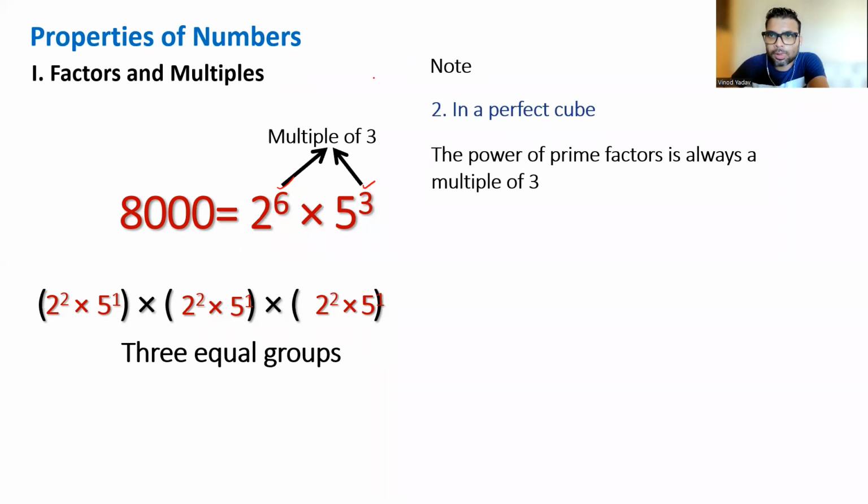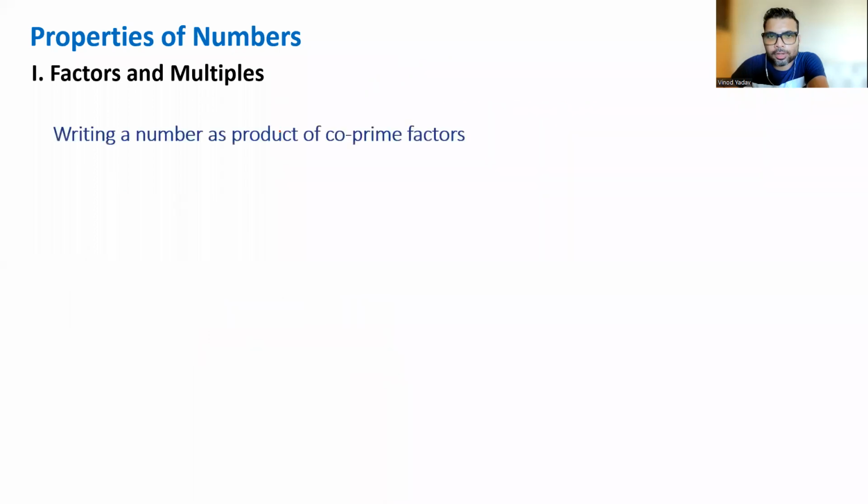Cool. One more thought, friends. In case we are asked to write a number as a product of co-prime factors, not any factors, co-prime factors. I hope you remember what co-prime numbers are. A pair of numbers which do not share anything except one. And technically I can also define it like this: two numbers whose HCF is one, the highest common factor is one, isn't it?